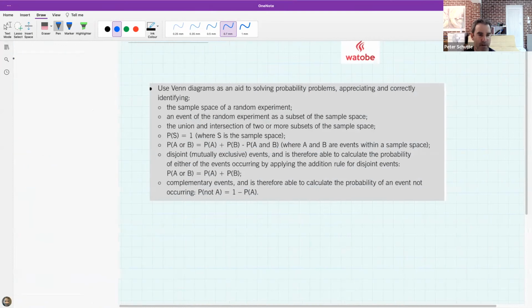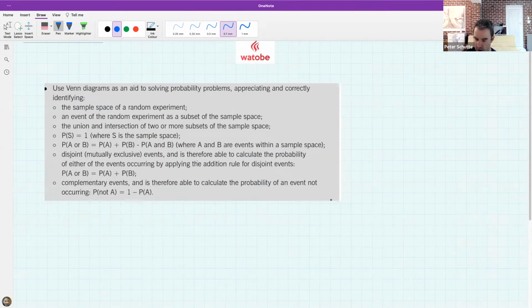I know this feels like a bit of an overload on tech, but I just want to highlight a few things because you're going to see them come up in the lesson today. So when we study probability, we need to be able to use Venn diagrams to help us solve probability problems. And we need to be able to correctly identify the following things. So the sample space of an experiment. I was calling that the set S last week.